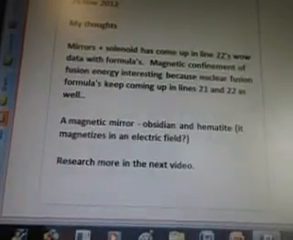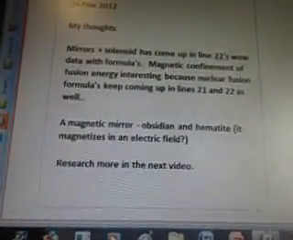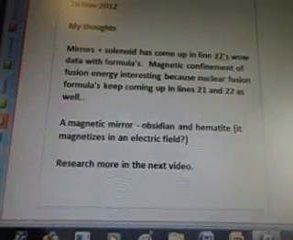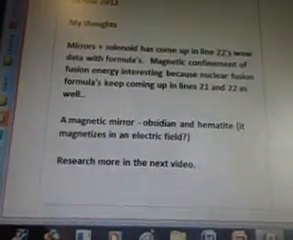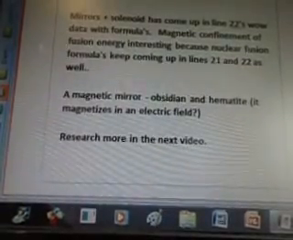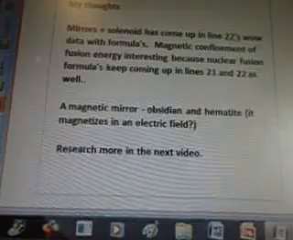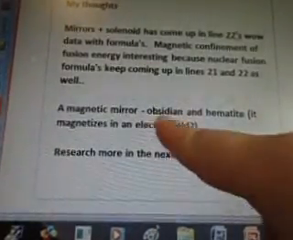So magnetic confinement of fusion energy, interesting, because nuclear fusion formulas keep coming up in lines 21 and 22 as well. Yes, there are nuclear fusion formulas that came up in the WOW data. A magnetic mirror, obsidian and hematite, it magnetizes in electric fields. So I'm going to research more in the next video to see if this is possible.